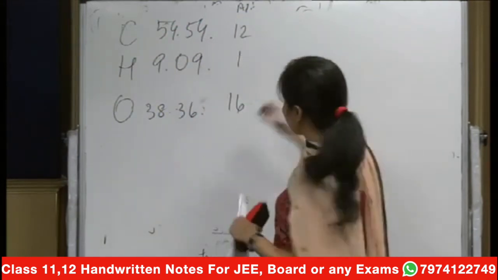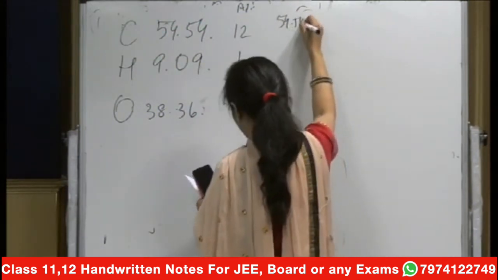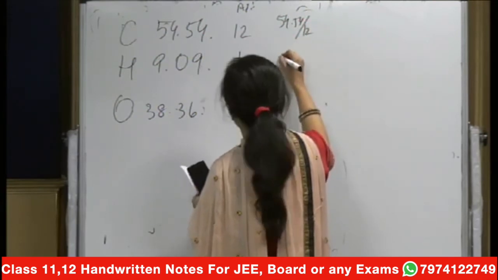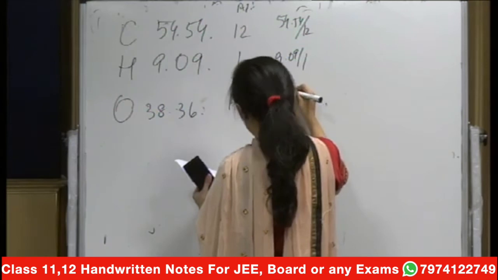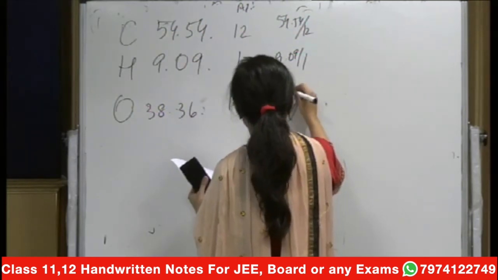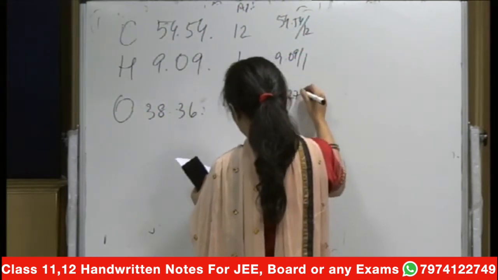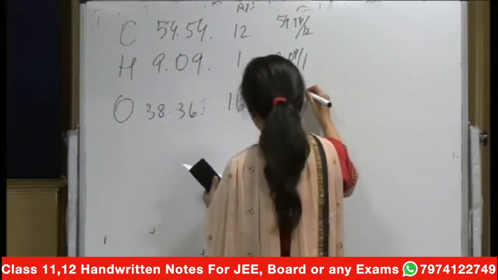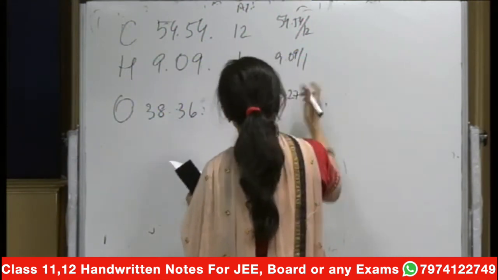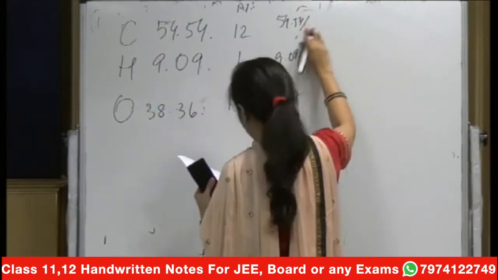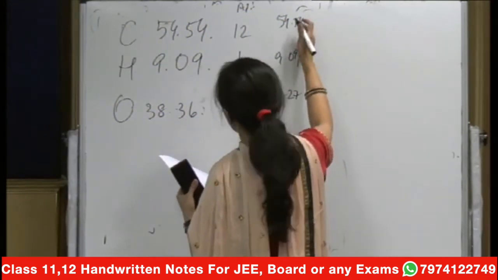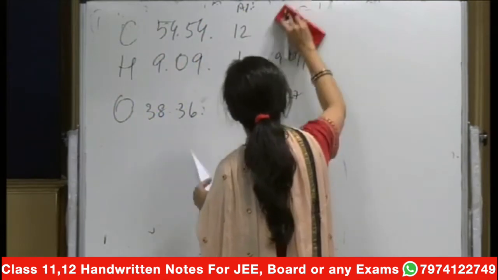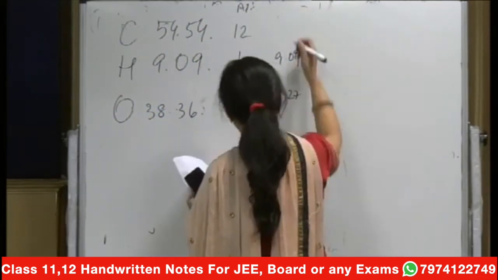So the very first step: you divide 54.54 by 12, then 9.09 by 1, and then 38.36 by 16, which gives 2.27. So I have just noted this down. So what you have is 54.54 divided by 12, which will give the final ratios, and that will be equal to 4.53.